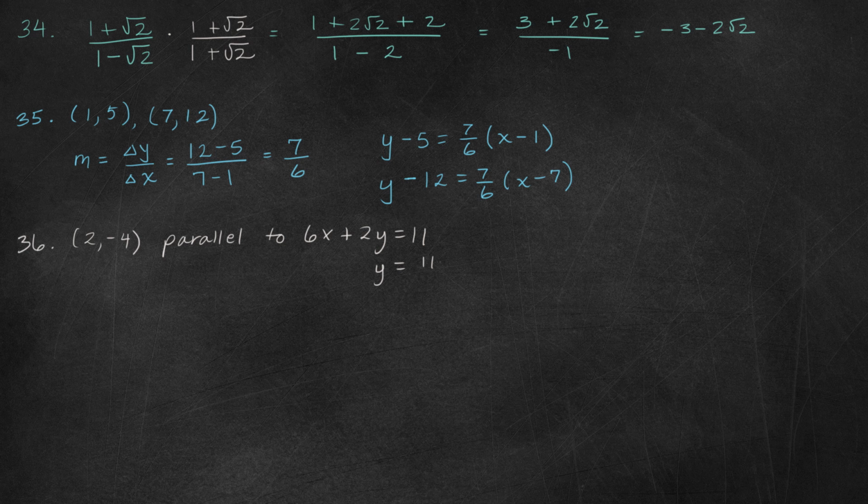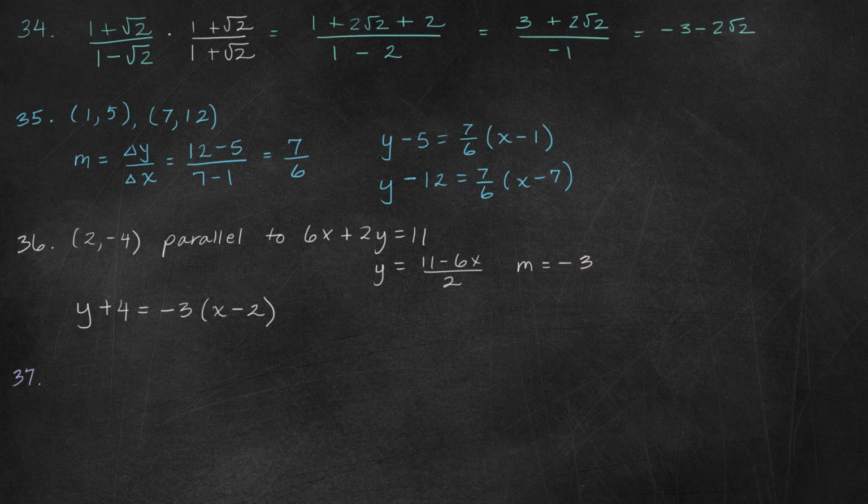y equals 11 minus 6x over 2. And now I can see from here that the slope of this line is negative 6 over 2, or negative 3. So the line I'm trying to write an equation for passes through 2, negative 4, and has a slope of negative 3. I'm going to use the point-slope formula. y minus negative 4 equals the slope times x minus 2.